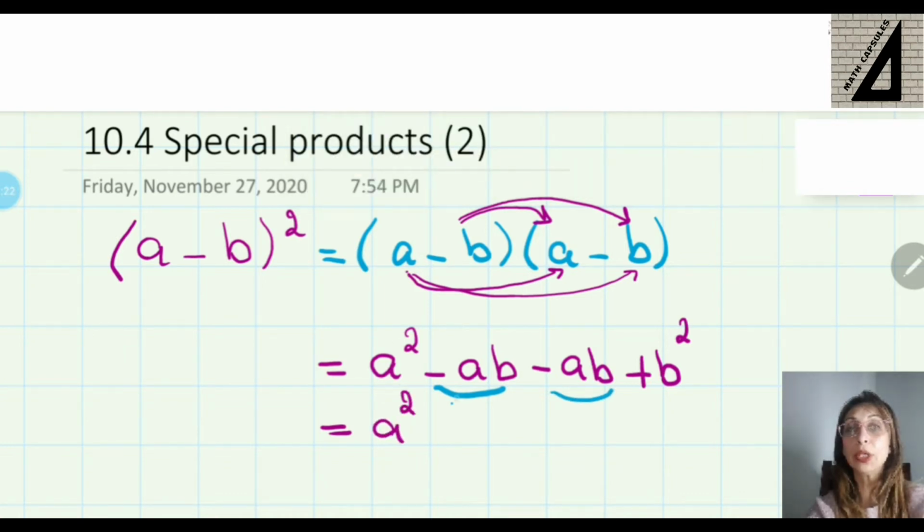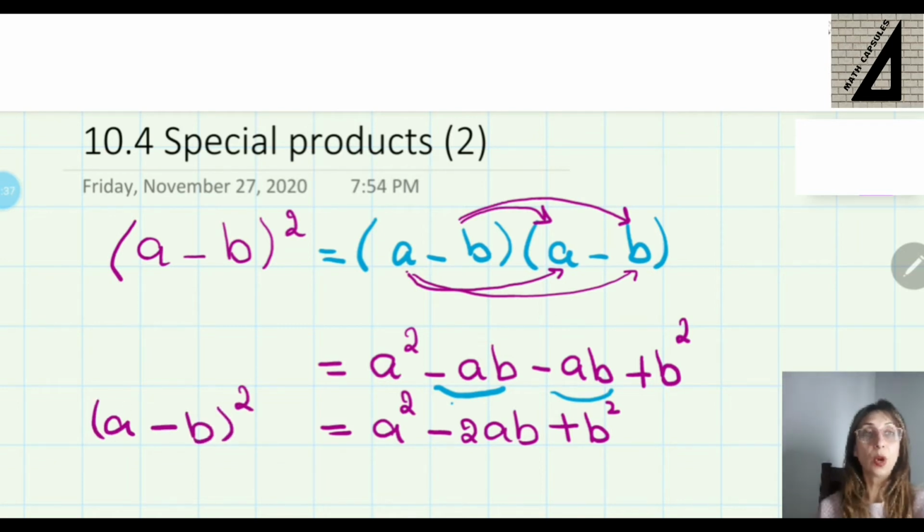we have a squared, and negative ab and negative ab is negative 2ab, plus b squared. So this is now the formula for (a minus b) power 2. We don't have to do all these steps when we solve later. So we just have this formula, which is a squared minus 2ab plus b squared.